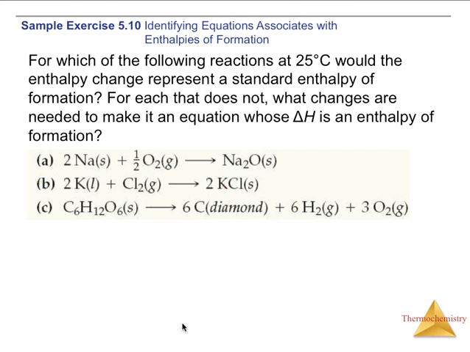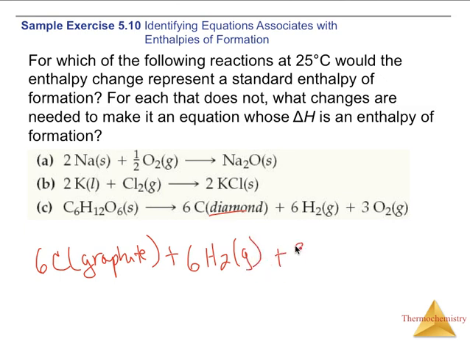Looking at this third one, it should be flipped around. Carbon should be graphite. So we're going to change this to 6 C graphite plus 6 H2's, hydrogen gas, plus 3 oxygens, gas, to make C6H12O6 in its solid state. That should be good. Yes.